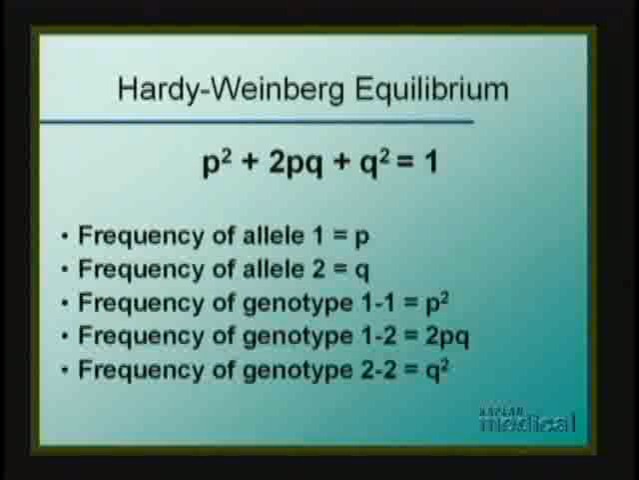The three terms on the left side of that Hardy-Weinberg equation, p squared, 2pq, and q squared, represent the three genotype frequencies. p squared represents the genotype frequency for the homozygous 1,1 people. 2pq represents the genotype frequency for the heterozygous 1,2 people. q squared represents the genotype frequency for the homozygous 2,2 people.